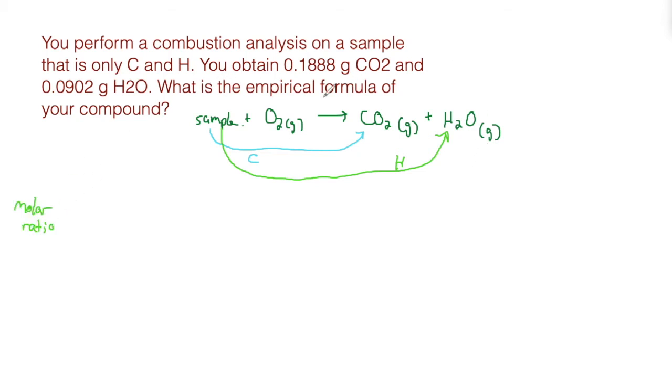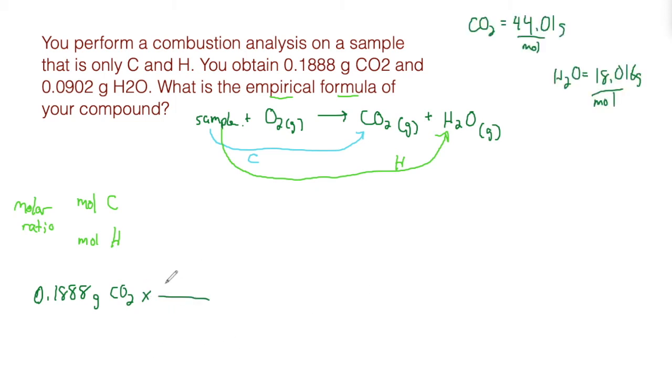So the empirical formula, if you recall, is the simplest molar ratio of elements. To figure out this molar ratio, we are going to need the moles of carbon and the moles of hydrogen, and then if these come out to be strange numbers, we're going to try to use some of those tricks to get them to be whole numbers or integers for our molar ratio. So we're going to get the moles of carbon from the carbon dioxide. We obtained 0.1888 grams of carbon dioxide from this combustion analysis.